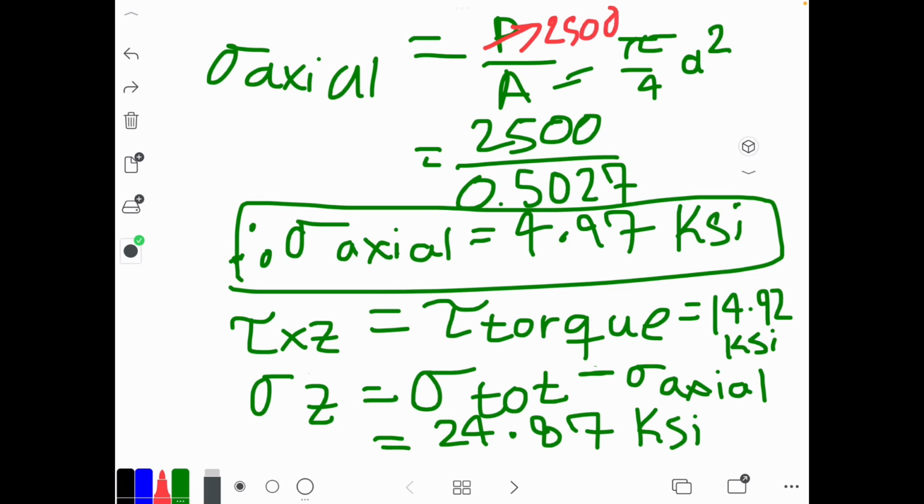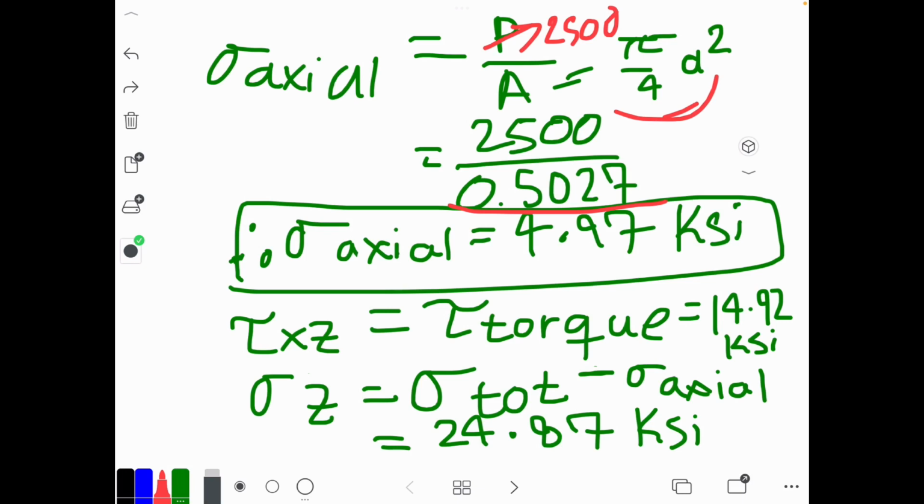We know the area of a circle is pi over 4 times d squared. That's what we're gonna use. We're gonna apply the 0.8, solve our area, and get 0.5027. You're gonna get 26 and some numbers, or just round it here for you. 2500 divided by that area is gonna give you a sigma axial of 4.97 ksi. We will need all these values in order to do our state of stress elements.